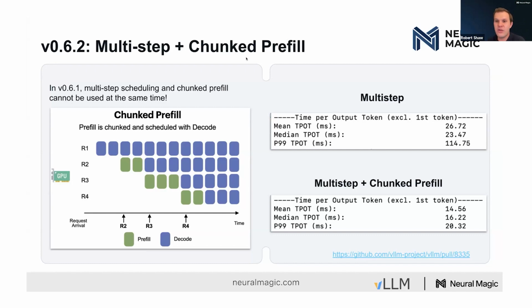You can see with chunked prefill enabled, we have a draft PR in place. This enables a significant reduction in the time per output token that we're able to achieve. We're hoping this will be in v0.6.2. We have some active work, but again, we're continuing to push on the performance.